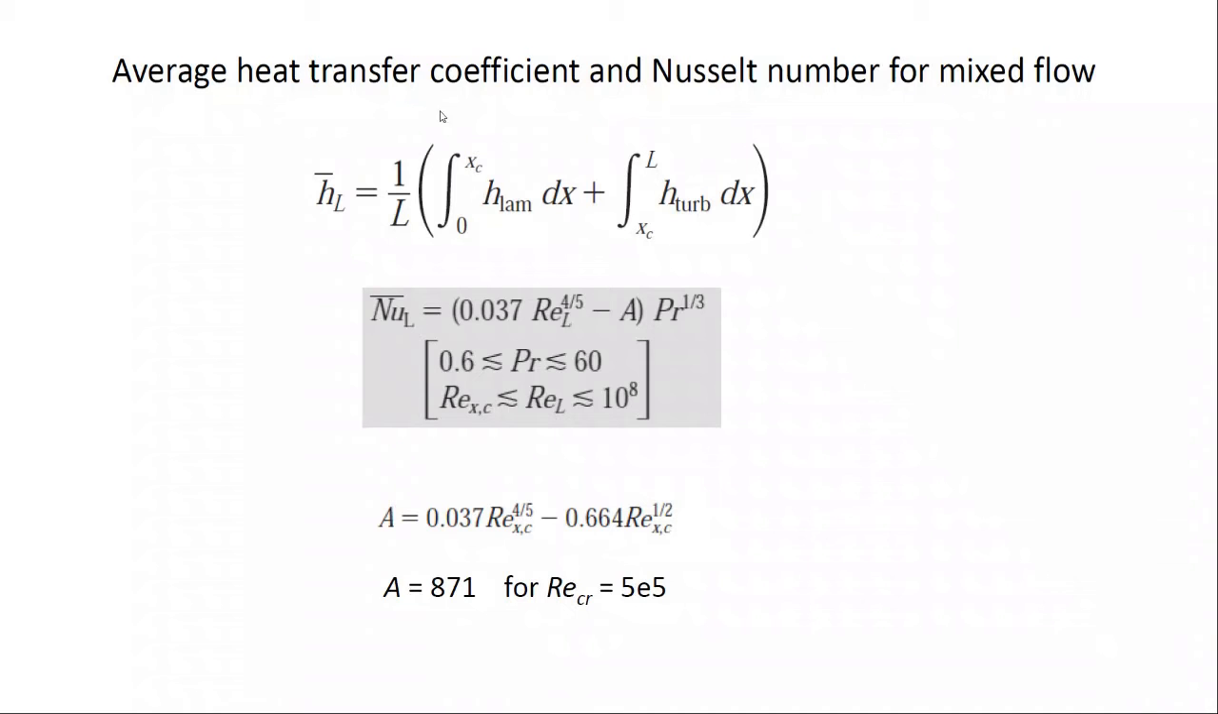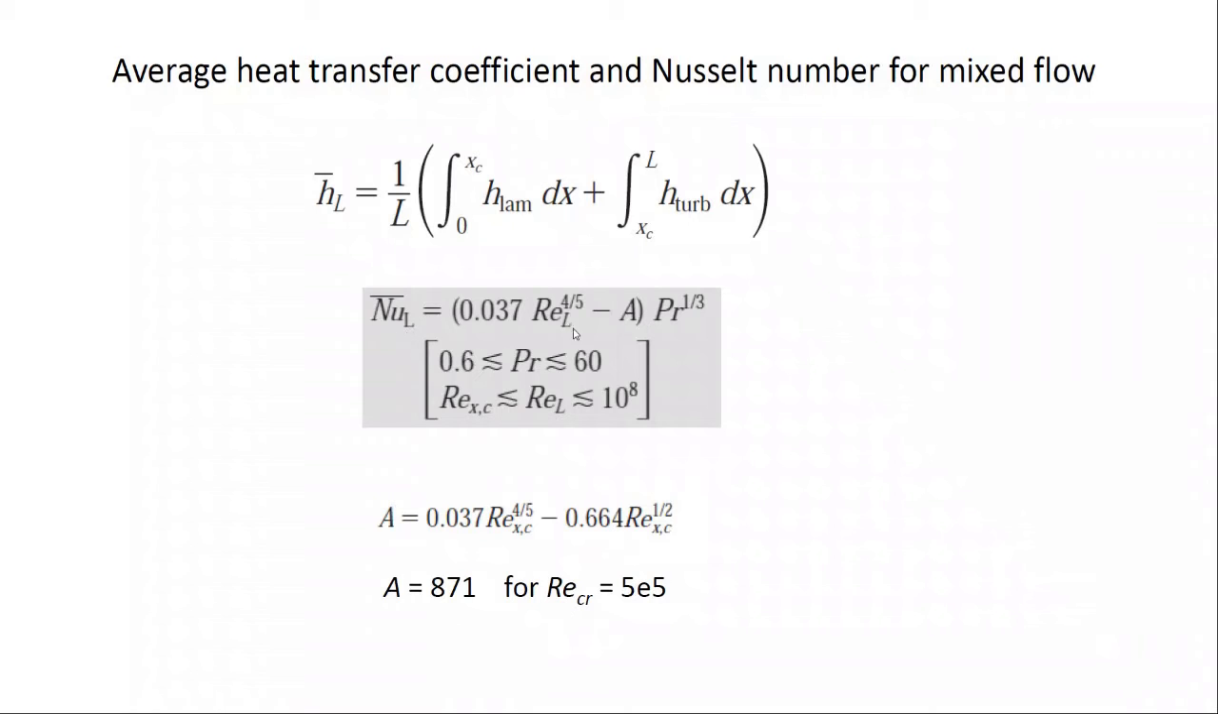And if we integrate over those two regimes, integrate the heat transfer coefficient over those regimes, and divide by the total length of the plate, then we get an average heat transfer coefficient. From that, we can define an average Reynolds number, which will have a functional form like this, with a constant times Reynolds number to the 4/5. Again, the Reynolds number here has a length scale of L.